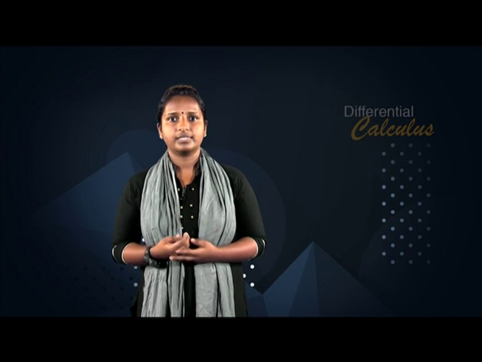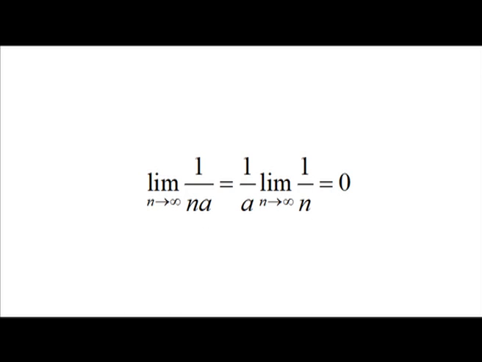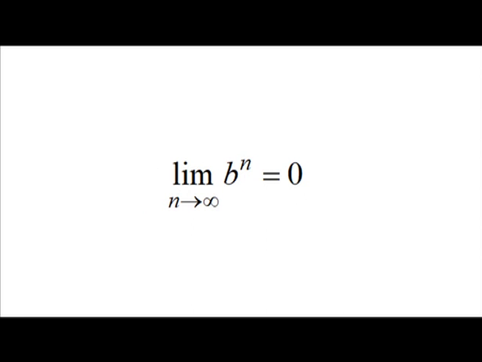By Bernoulli's inequality, we have 1 plus a whole power n greater than or equal to 1 plus na. Hence, 0 less than b power n equal to 1 upon 1 plus a whole power n less than or equal to 1 upon 1 plus na, which is strictly less than 1 upon na. And since limit of 1 upon na as n approaches infinity equals 1 upon a times limit of 1 upon n as n approaches infinity equals 0, we get limit of b power n as n approaches infinity is 0 by the sandwich theorem.